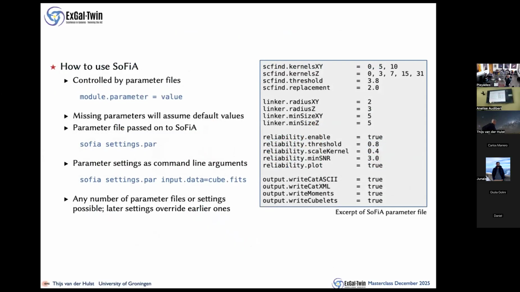So let's now get back to how you run it. There's a large number of parameters. Those parameters by default have values that seem to work very well, but there's two sets of parameters that are very important, because there you fine-tune your source finding. They're basically in a file. You can change the file and then rerun SoFiA, but you can also put individual parameters on the command line. So you run it like SoFiA, name of the parameter file, but you can add, for example, scfind.kernel xy and give it numbers on the command line.